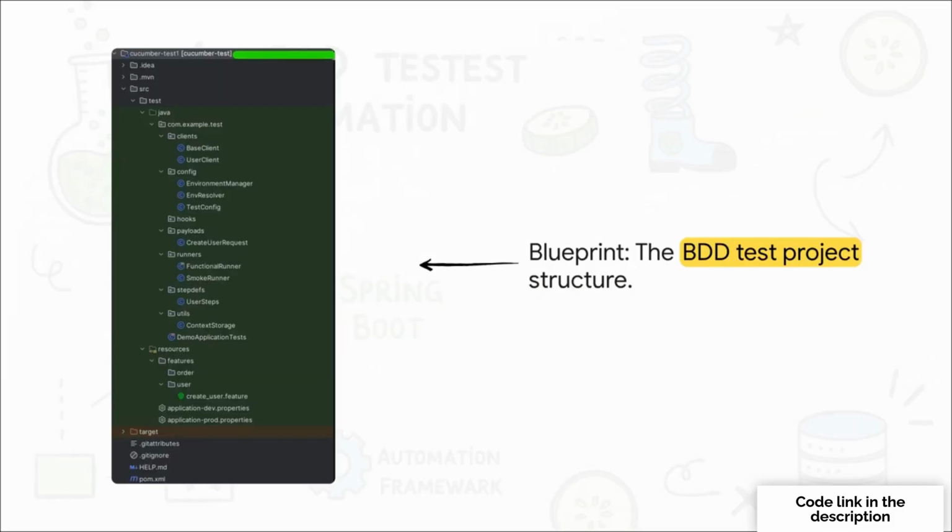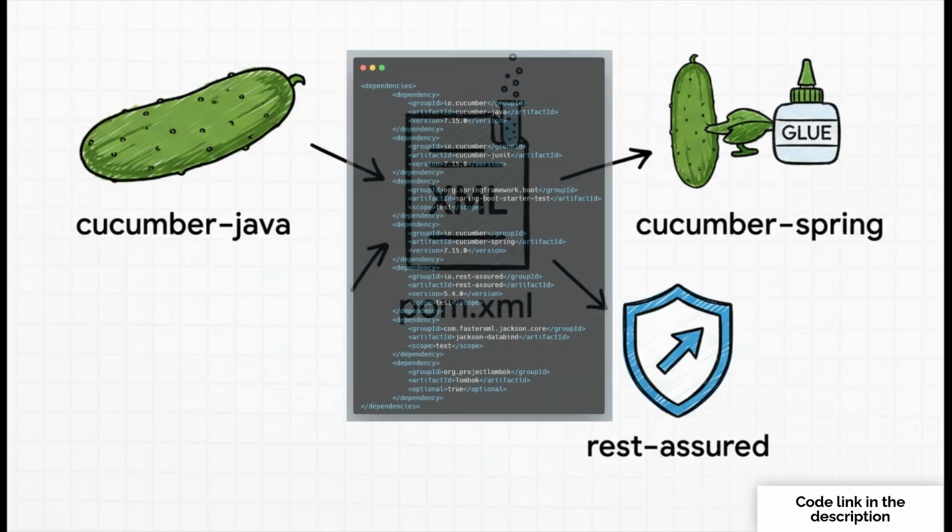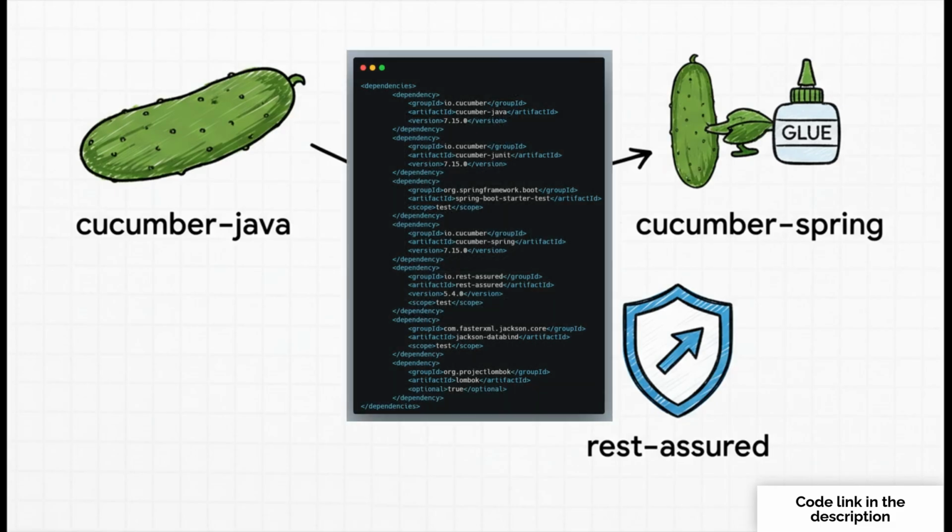So here's the blueprint for our test project, and I want you to notice the clean separation of concerns. We have dedicated packages for our API clients, for config, for step definitions, request payloads, and of course, our test runners. This logical structure is absolutely key for building a test suite that's both scalable and maintainable as your project grows. Just like our application, our test project has its own pom.xml.